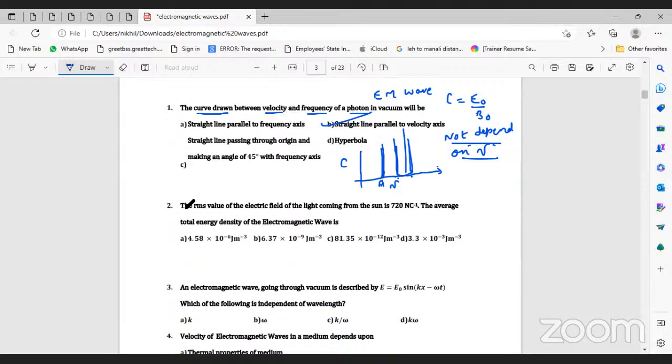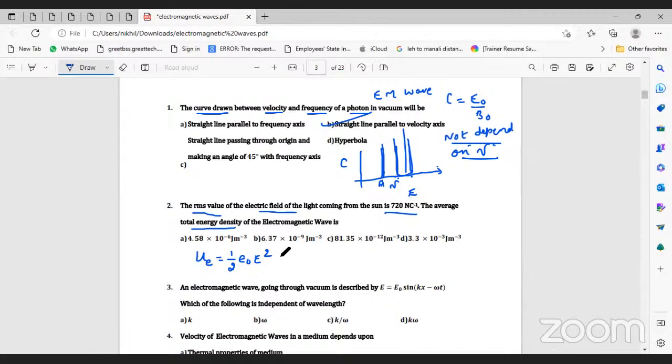Look at this. The RMS value of the electric field from the sun is given. What is the average total energy density? What is the average energy density for the electric field? It is half times epsilon naught into E squared, right?